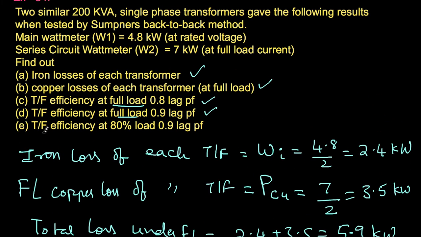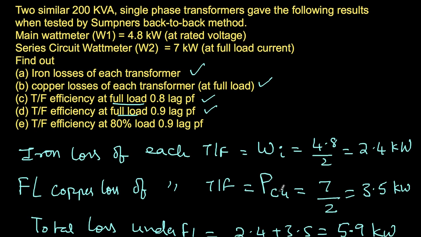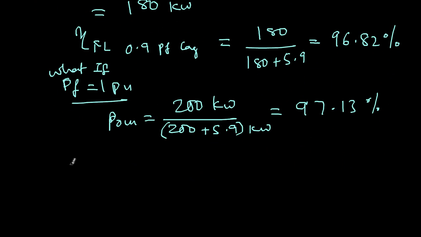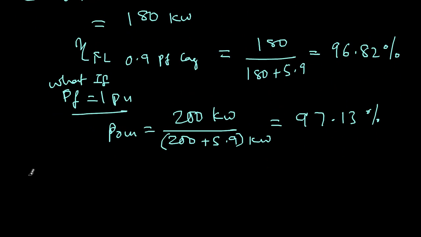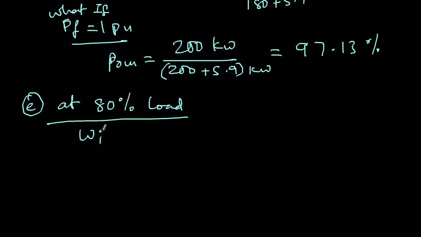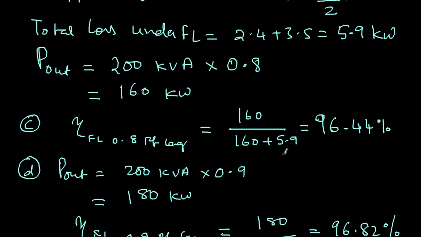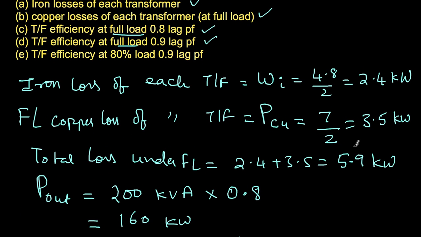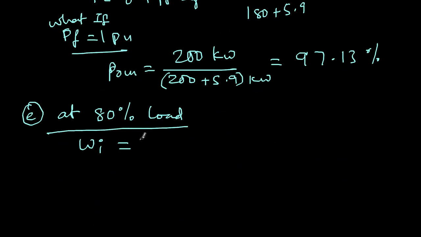Now let's look at the transformer efficiency at 80% load, 0.9 power factor. Now the amount of loading has reduced. So at 80% load, iron loss of course will remain constant. What was the iron loss before? It was 2.4 kilowatts. So iron loss will still remain 2.4 kilowatts, whereas the copper loss will change.